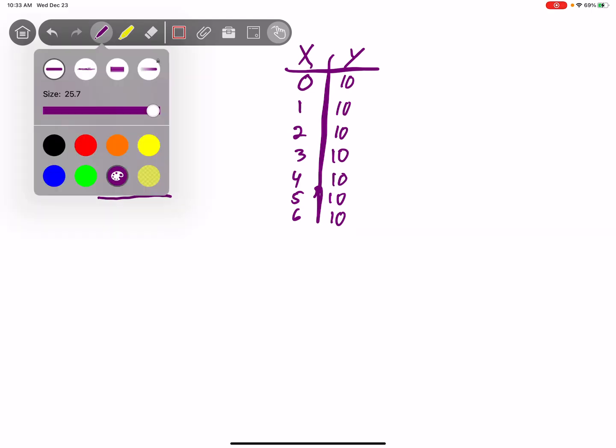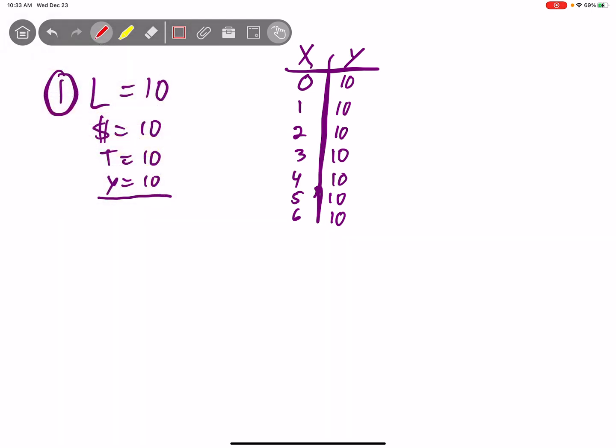What about Gilberto? Gilberto gets $2 per kilometer. I'm going to rewrite this as y equals 2x. So what does that look like?